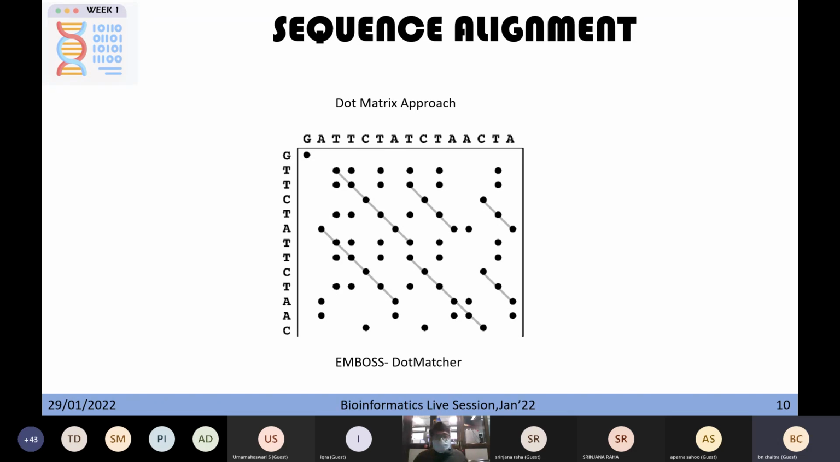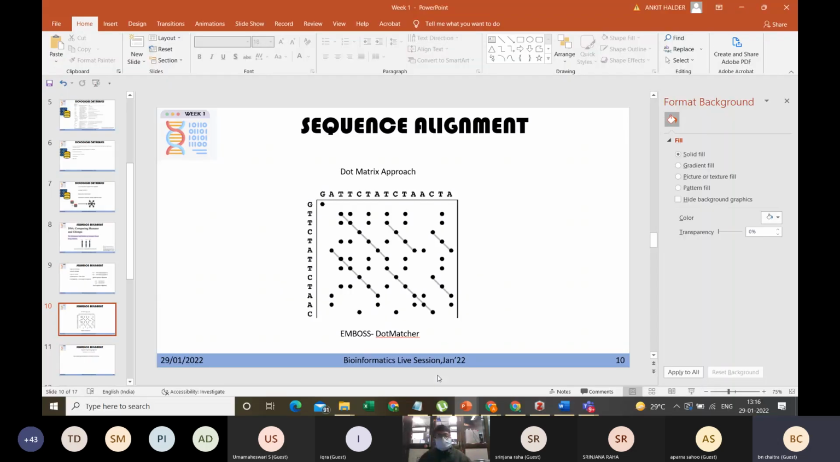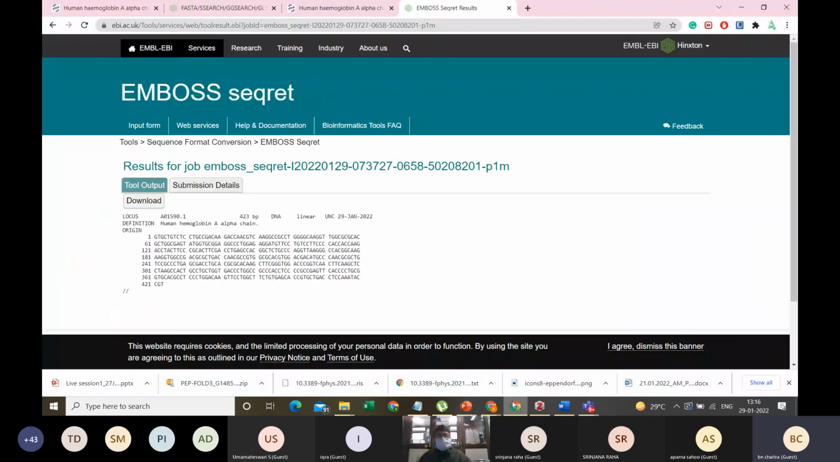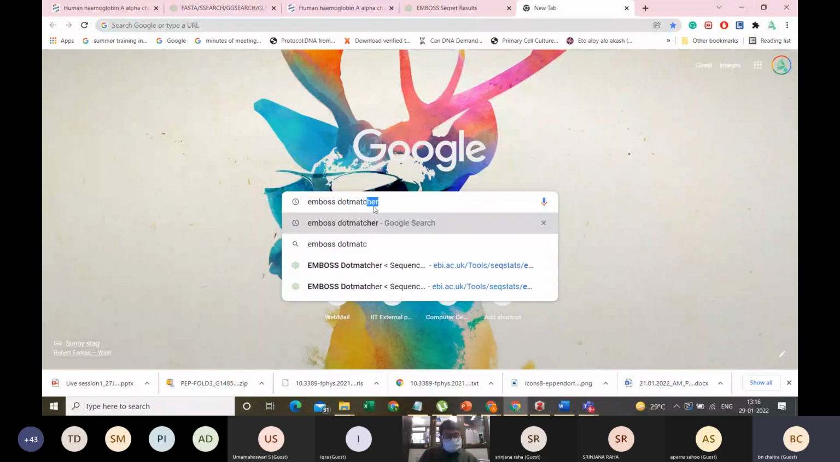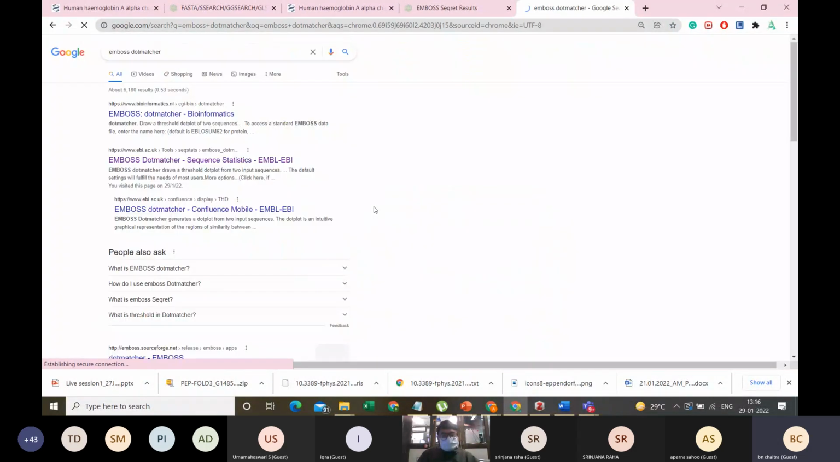Today also, if any algorithm is not fulfilling our needs and requirements, there is definitely a chance of improvement. So let us go to the EMBOSS tool dot matcher, where we can check how it works. Type EMBOSS matcher.